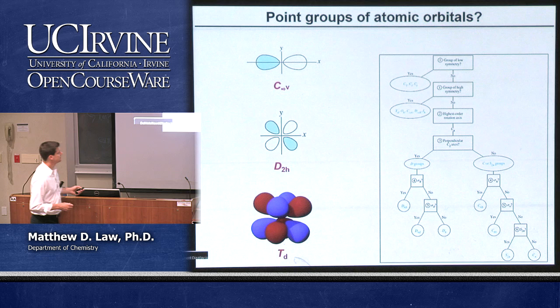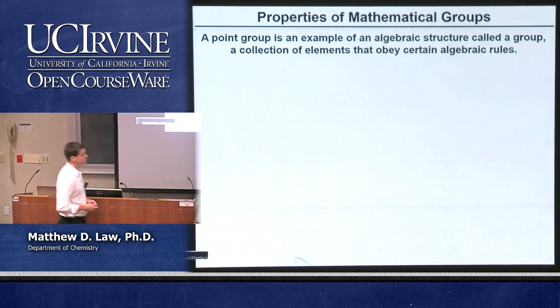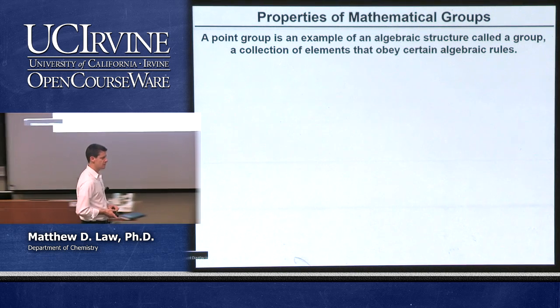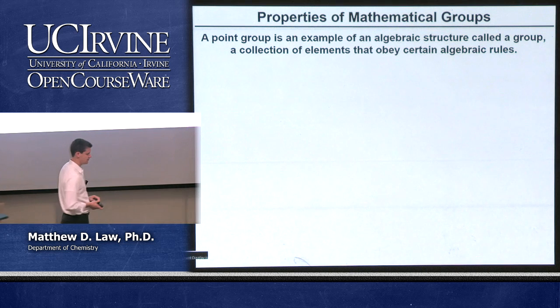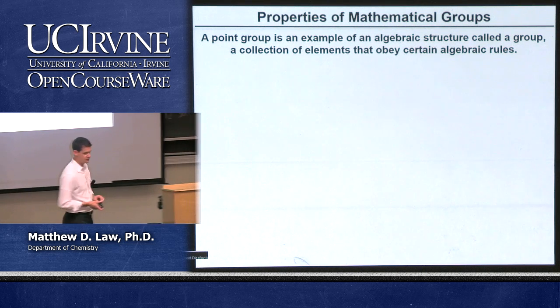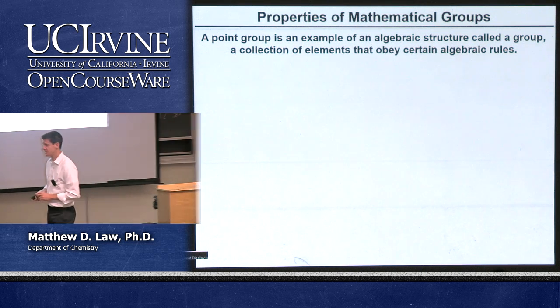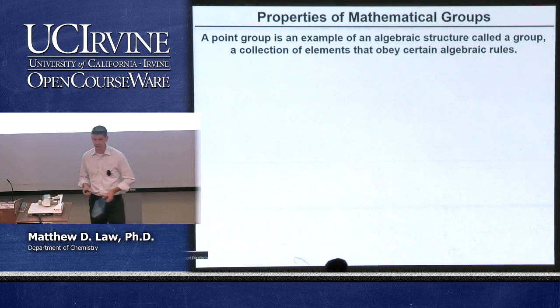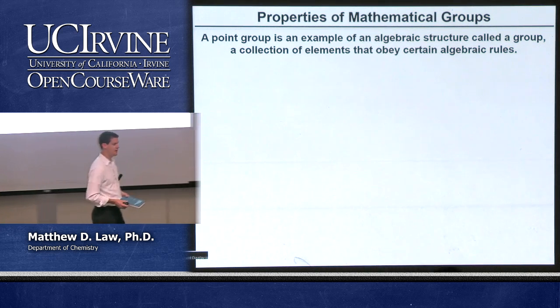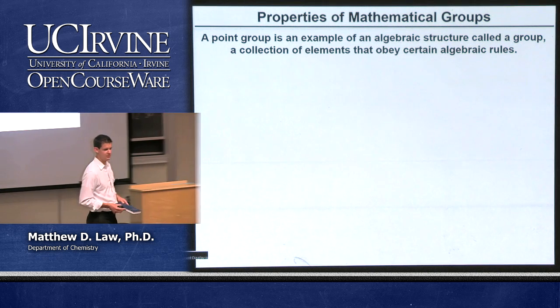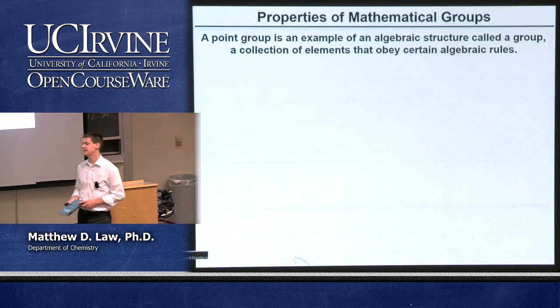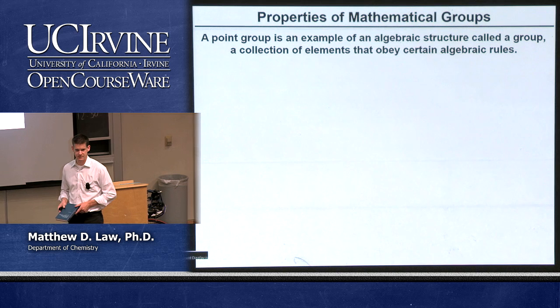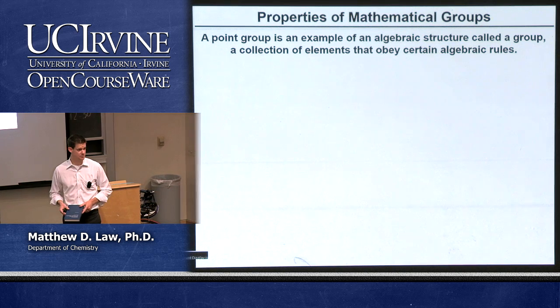Okay? So we're going to jump into the mathematical machinery of point groups. And this comes out of a branch of mathematics called group theory. We're not going to derive group theory, but we're going to play with it in detail. What we're going to do instead is use the results of group theory to apply to different chemical problems.